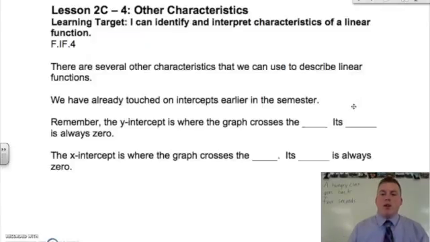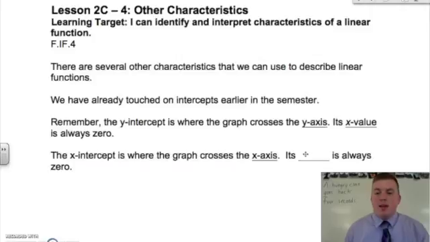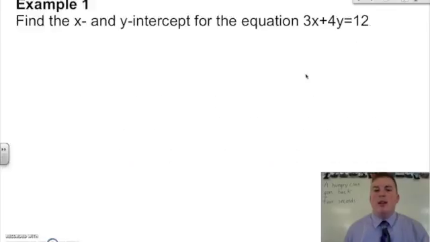So the first one that we're going to talk about is something we've already talked about this semester, and that's intercepts. Remember, the y-intercept is where the graph crosses the y-axis, and its x value is always 0. That's going to become important in our first example, so remember that. The x-intercept is where the graph crosses the x-axis. Now, its y value is always 0. So if you're looking at intercepts, the opposite value is always going to be 0, and that's going to help us out in this example.